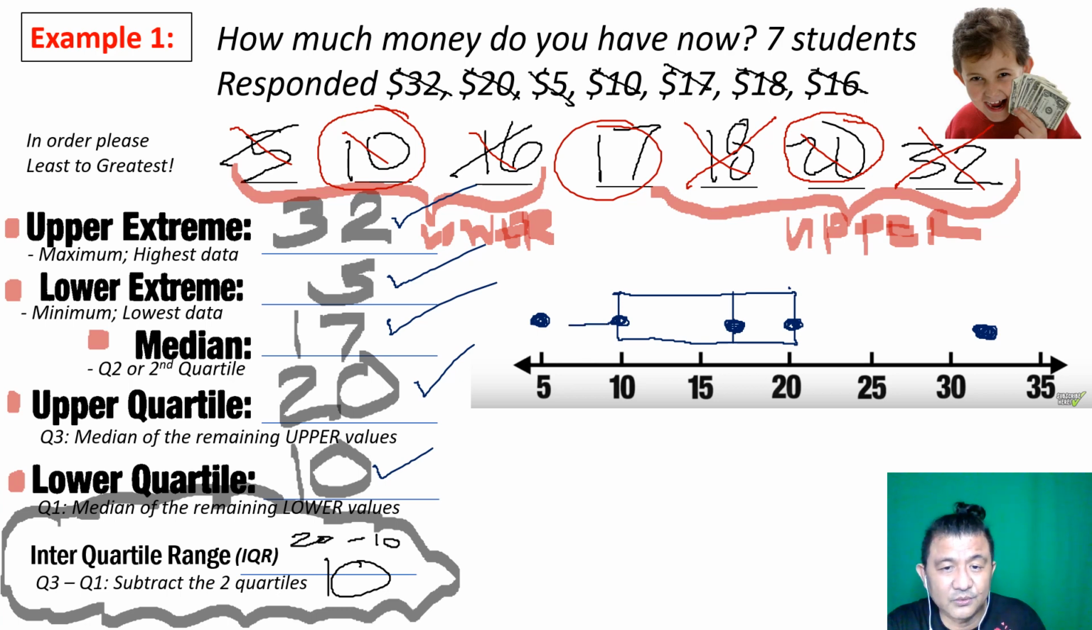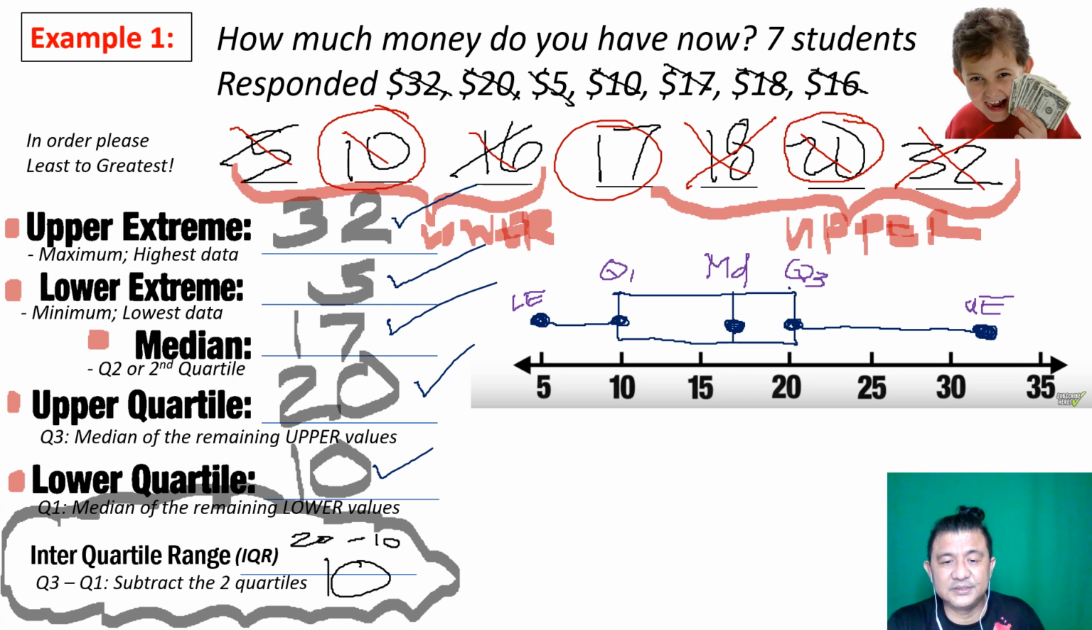So connect the lower quartile to the lower extreme, connect the upper quartile to the upper extreme. That's now a box and whisker plot. And what does that mean? Okay, this is again the median. This is quartile 1 or the lower quartile. This is called quartile 3 or the upper quartile. This is the lower extreme or the minimum. This is the upper extreme.